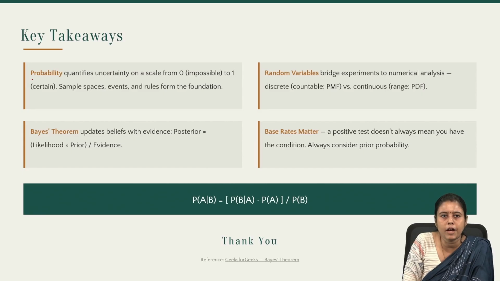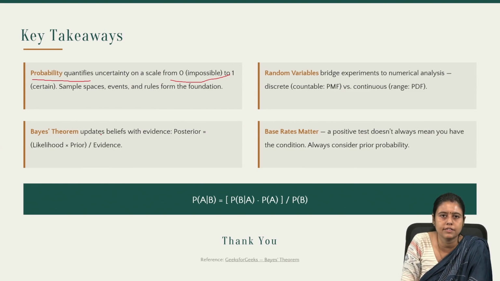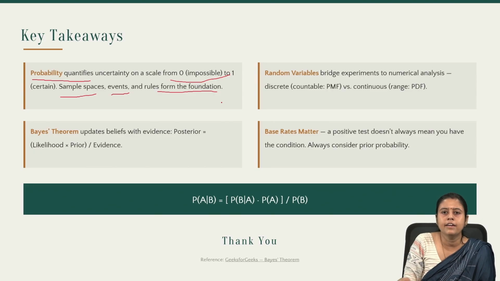So what is the main takeaway from this? Probability quantifies uncertainty on a scale from 0 to 1, and it depends on the sample space, how many events there are in total and a specific event. The foundation rules are P(A intersection B), P(A union B), and the complement of A, which equals 1 minus P(A).